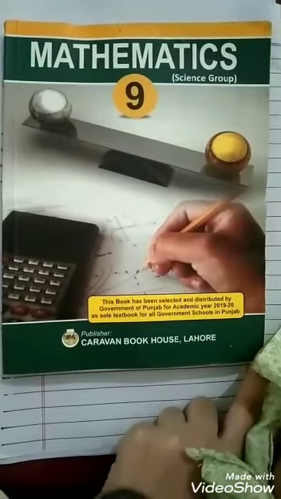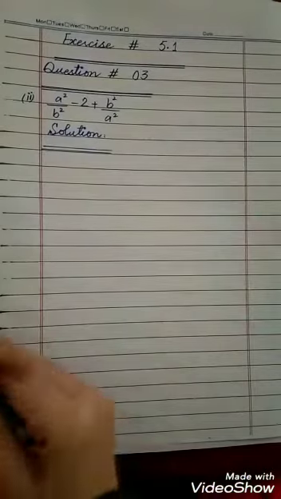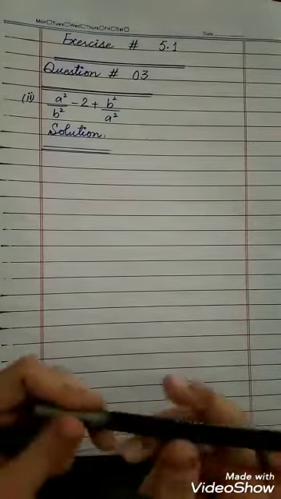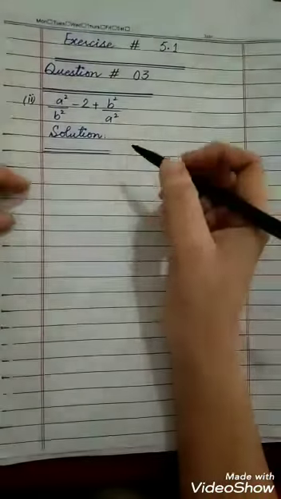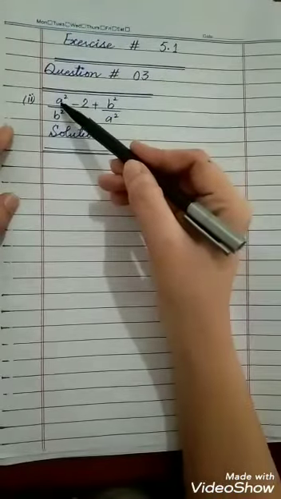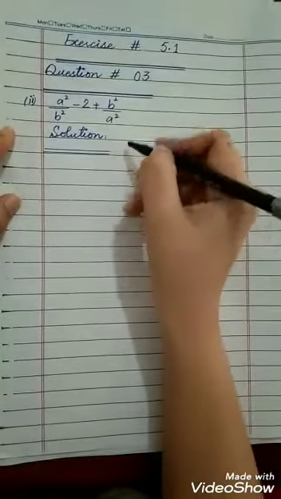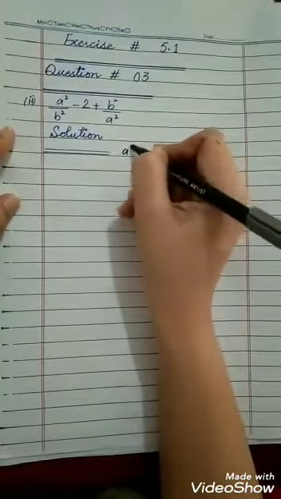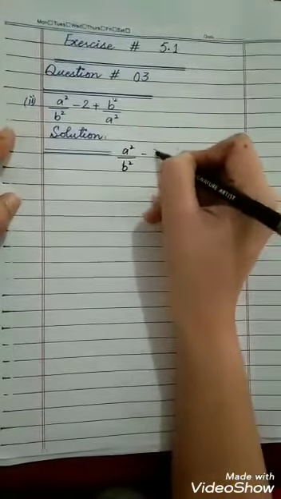Exercise number 5.1, question number 3. Students, as you know, this chapter is about factorization. So in question number 3, let's see what type of questions are there and how to solve them. a square over b square minus 2 plus b square over a square is given, and we have to factorize it.